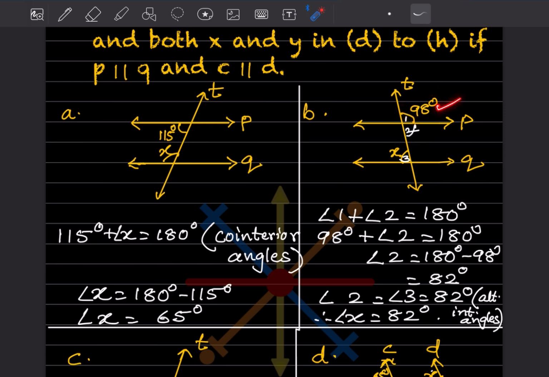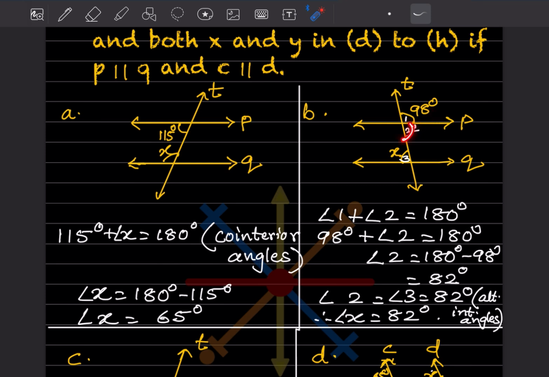That is 98. If we take these two together, that is going to be 180. So angle 1 plus angle 2 is 180. So 98 plus angle 2 is 180, so angle 2 will be 180 minus 98, and this will be 82 degrees. So this angle 2 is going to be 82 degrees.